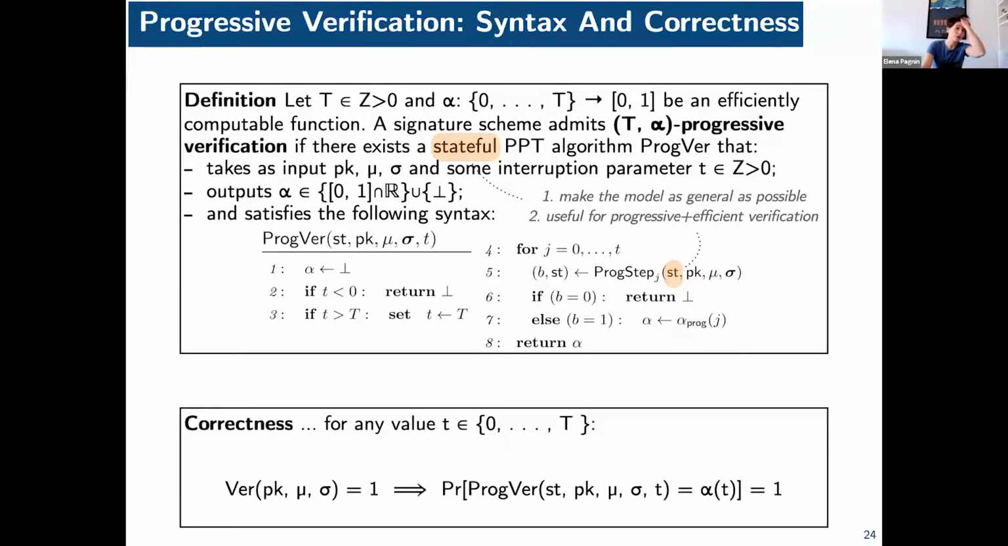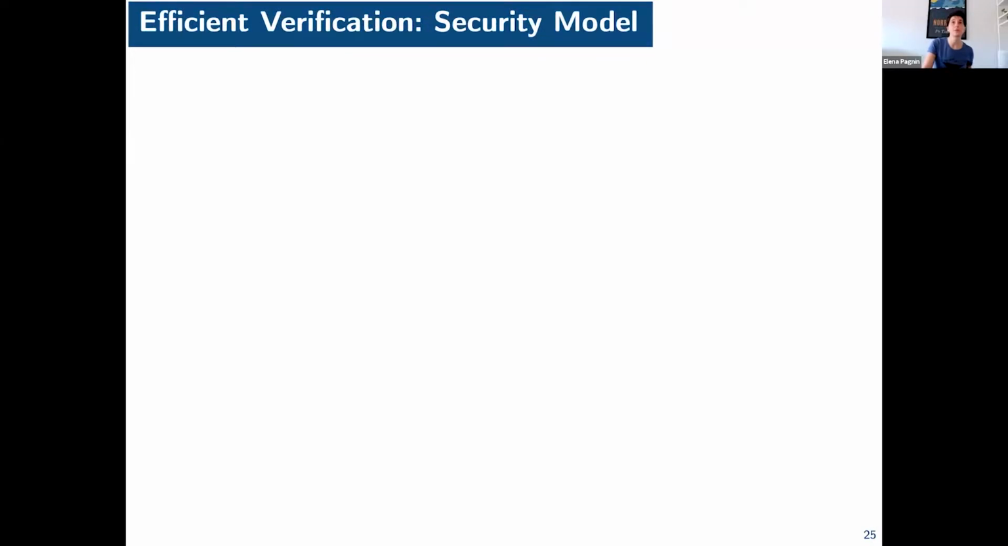And for correctness, we want that whenever the verification outputs 1, then also the progressive verification should accept with the highest accuracy level given by alpha. Again, the security will prove that these two verifications behave equivalently with high enough probability, or with overwhelming probability.